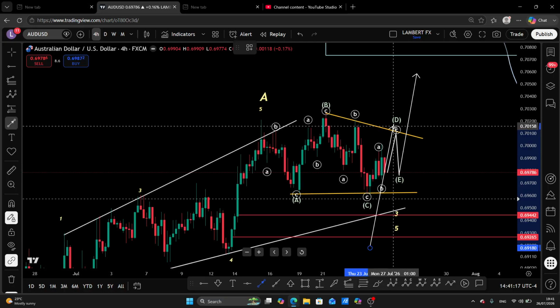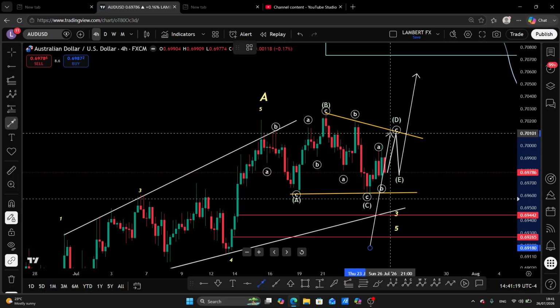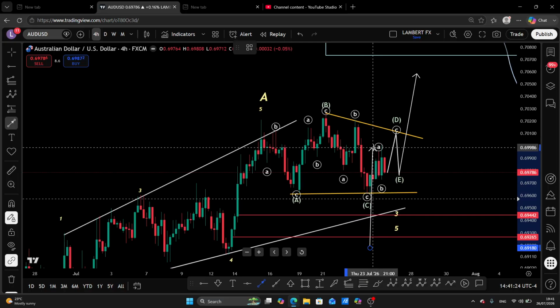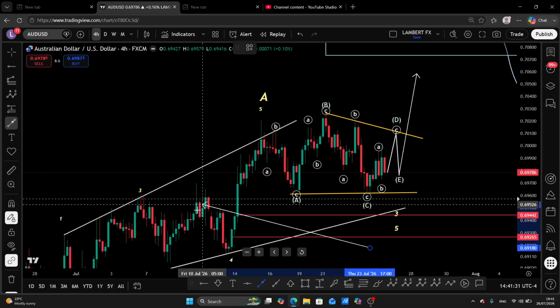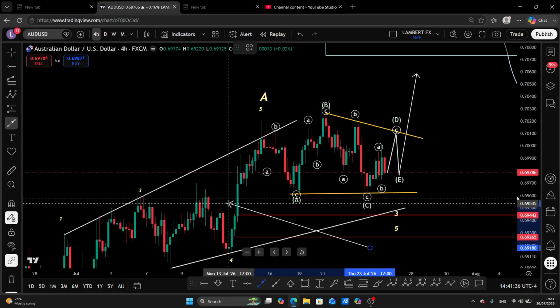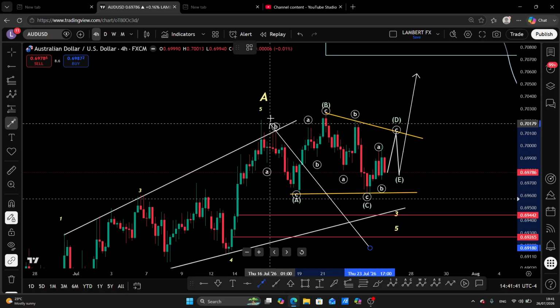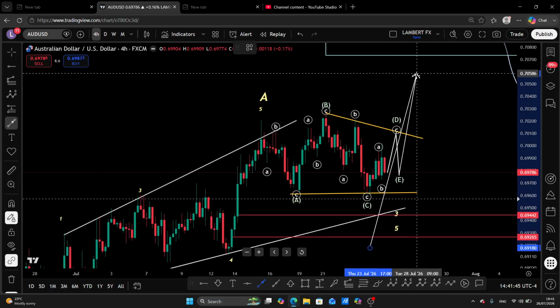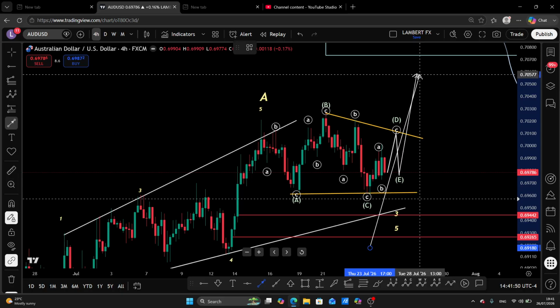Triangles come in three, three, three, three, three. You can only see a triangle in a wave 4 of an impulsive leg or leg B of a corrective pattern. So this here on the bigger time frame, like we mentioned last week, is a 5-3-5 zigzag corrective pattern where we've had the first three, and now we've had the A. So we need a B and then a C for the final leg, for the final push up.